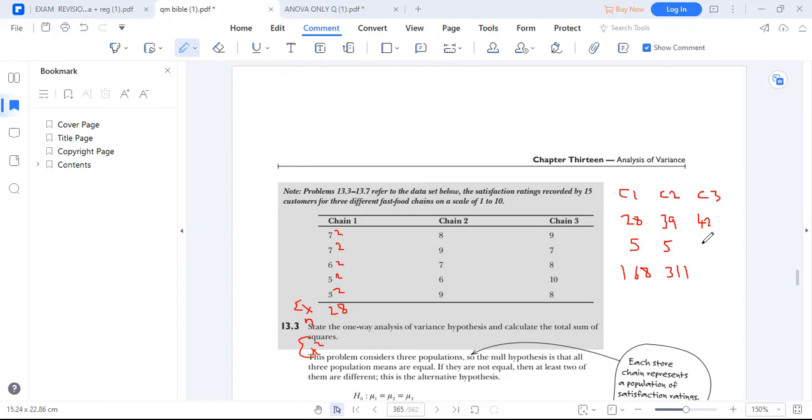Then here? Five. Then here? I found 358. Okay. And how did you find the sum of square total?